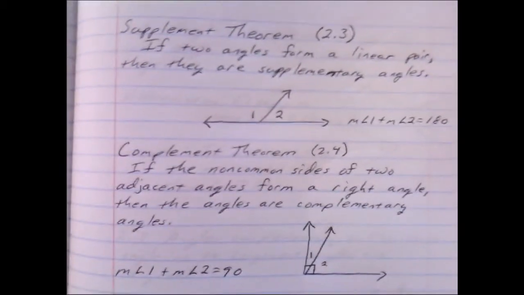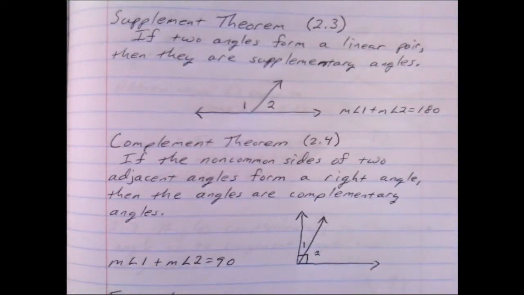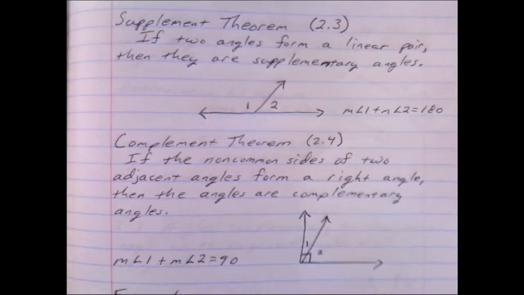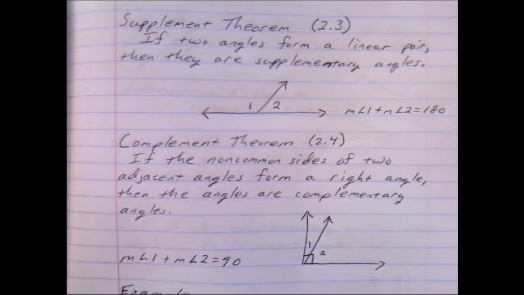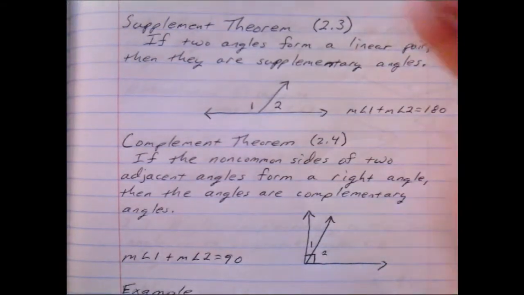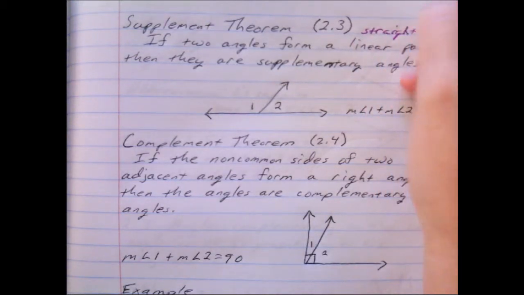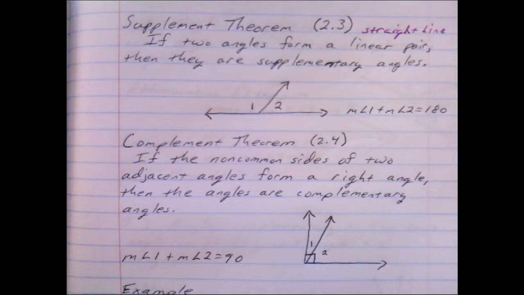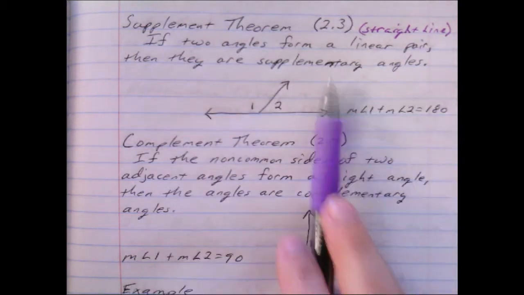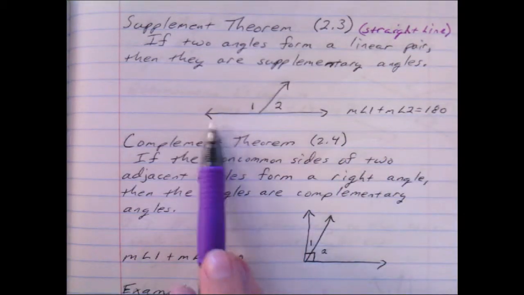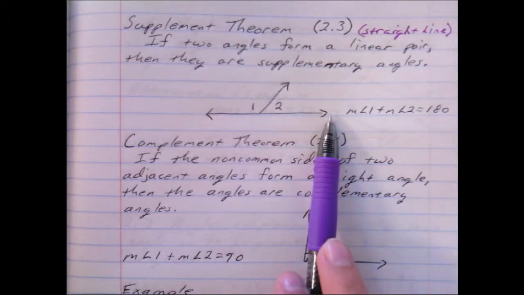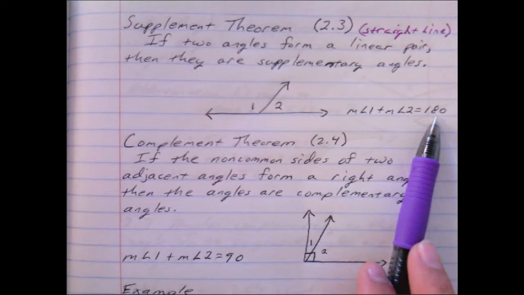Alright, so let's look at some more stuff here. We have a couple more theorems that we're going to look at. So our supplement theorem, this is 2.3. If two angles form a linear pair, then they are supplementary angles. And if you remember, a linear pair means a straight line. Okay, that's what a linear pair is. So if they make a straight line, then they are supplementary. And supplementary is 180, so if you look at the picture here, if they make a straight line, a linear pair, then when we add those together we should get 180 degrees.